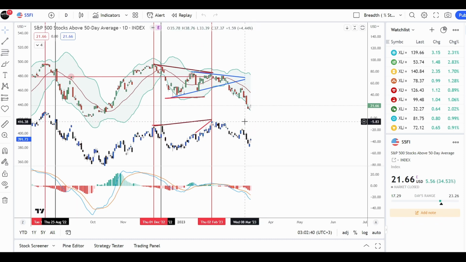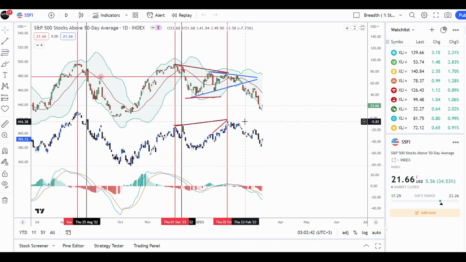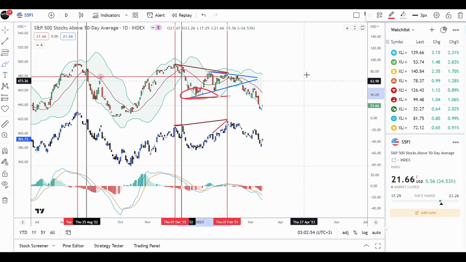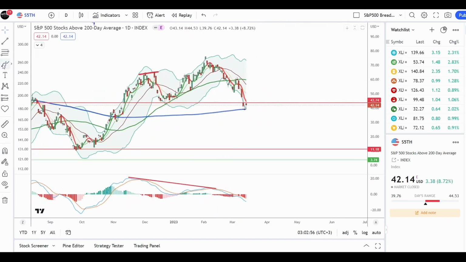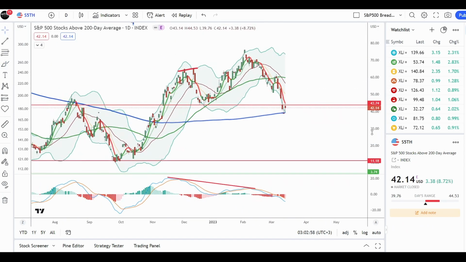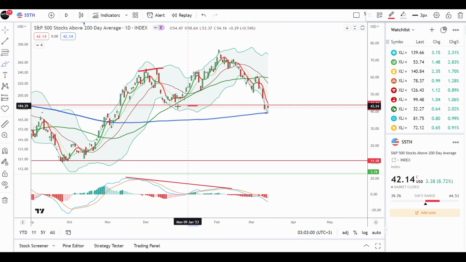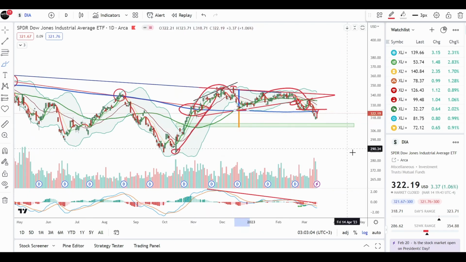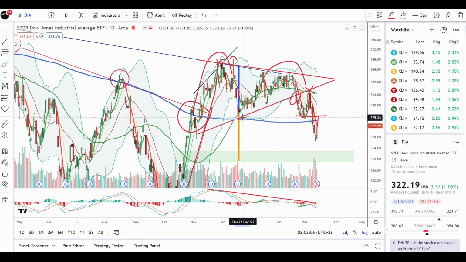This is the 50-day breadth in the S&P 500. It measures how many stocks in the S&P 500 are trading above their 50-day moving average. It's a percentage, and we're now at 21%. We took out the December low in the 50-day breadth. Worse yet, the 200-day breadth, the longer running breadth indicator, has taken out the December low. Worse yet, the Dow Jones that led the market up has taken out the December low.